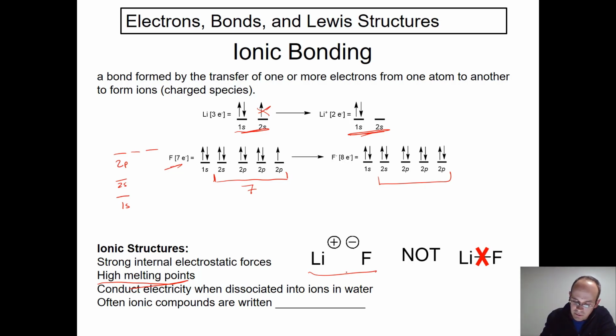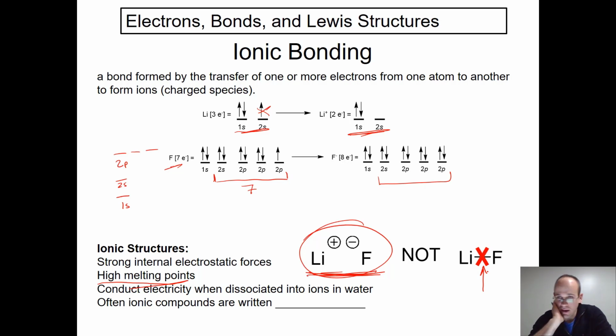And this is how we typically write them. We typically write them with charges, so you see this positive and negative. That's a good indicator that this is an ionic compound. We don't use lines to represent ionic compounds. And the reason we don't use them in organic chemistry is because we reserve lines for a different type of bond, for covalent bonds. And we're going to talk about that next.